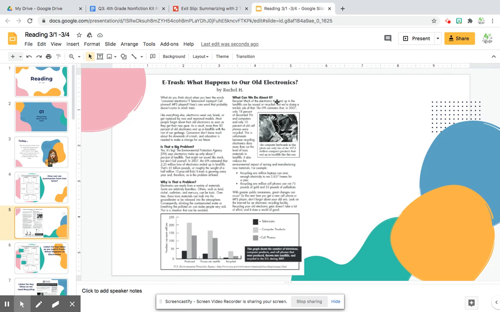All right, we're moving into our last heading. What can we do about it? We're going to pull out some key information about what we can do in this last section.